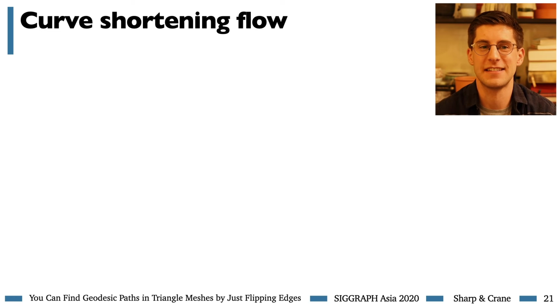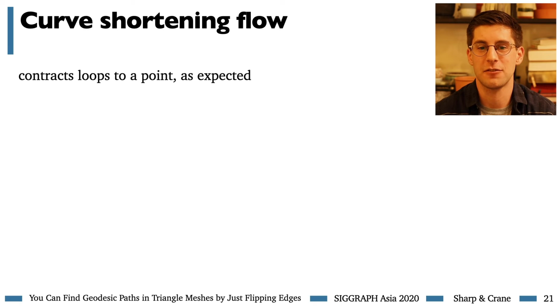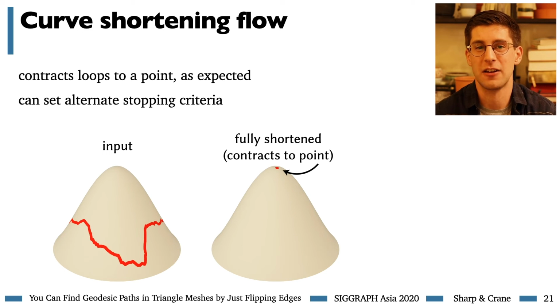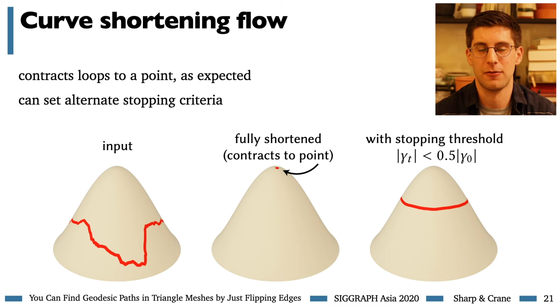Our algorithm can be seen as a kind of discrete, curve-shortening flow on a surface. As expected, in a convex region, it'll contract a loop to a point, like we see here. Also, you can set alternate stopping criteria, such as a length threshold, which stops the curve from changing too much.